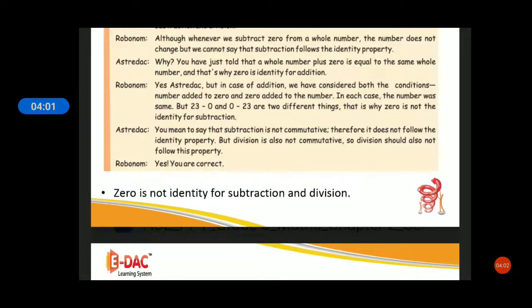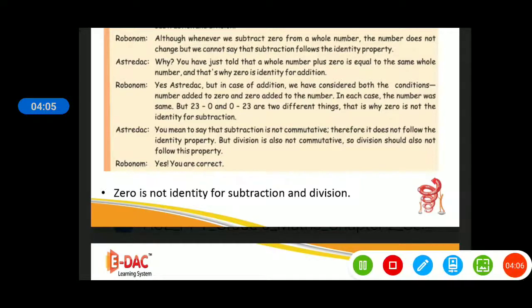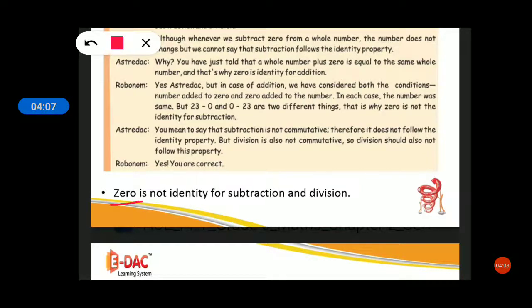And one more thing you need to know is that 0 is not the identity for subtraction and division. That is, when we subtract or divide by 0, or 0 is subtracted from a whole number, the answer will not be the whole number. It is not equal to the whole number. Understood, students? This is nothing but 0 is not the identity for subtraction and division.